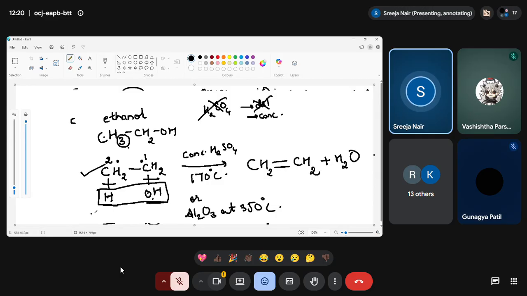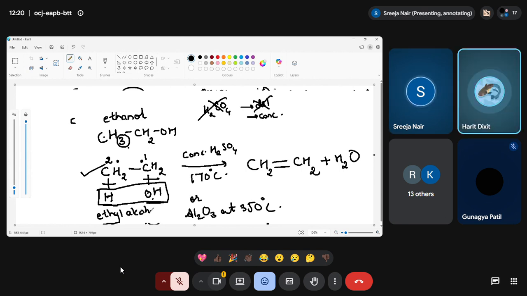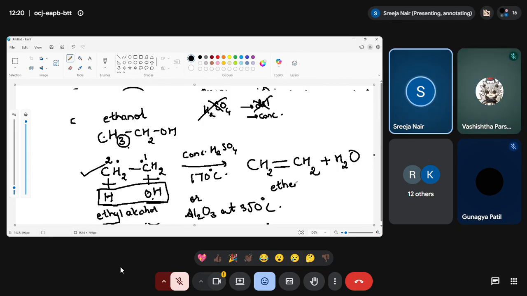So in this way, your ethanol or ethyl alcohol will change into ethene. I hope the reaction is clear to everyone. Is the reaction clear? Yes. Now here, the next important thing. Everyone write this reaction in your notebook.